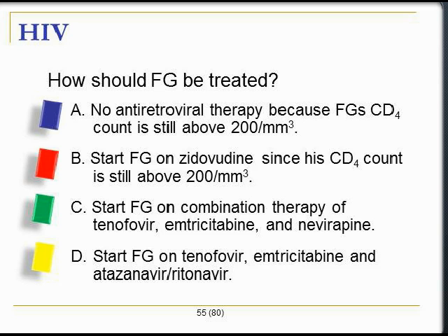A, no antiretroviral therapy because his CD4 count is still above 200. B, start him on zidovudine since his CD4 count is still above 200, in other words, zidovudine alone. C, start him on combination therapy of tenofovir, emtricitabine, and nevirapine. Or D, start him on tenofovir, emtricitabine, and a combination of boosted atazanavir with ritonavir. All right. Not very comfortable with HIV, are we?